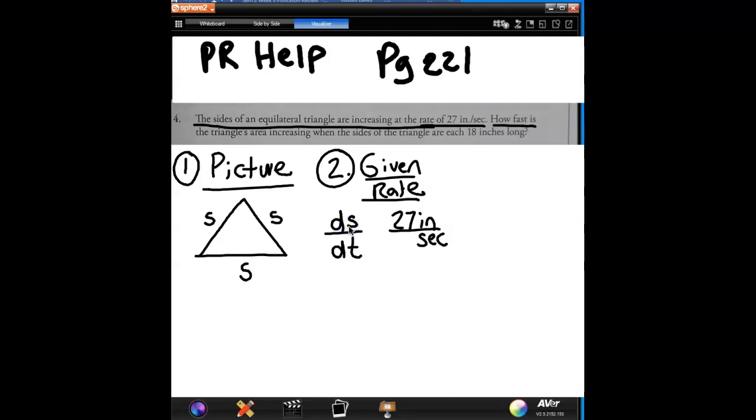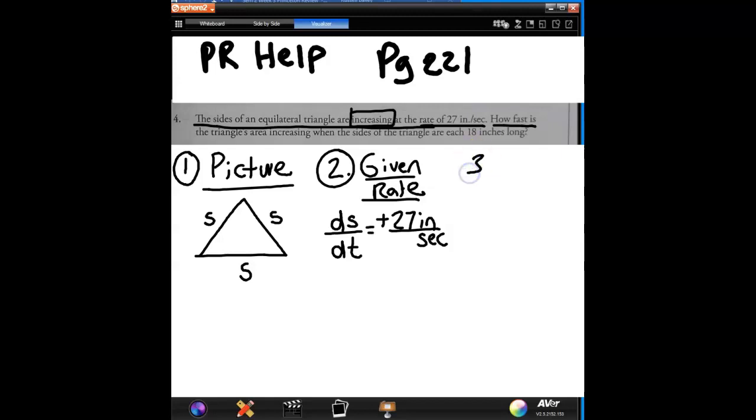Now, it's important to pay attention to whether it says increasing or decreasing. In this case, it says that the sides are increasing, so my 27 inches per second is a positive number. But if they ever say that it's decreasing, or if the problem would suggest that it's decreasing in some way, then you would put a negative. But in this case, it's going to be positive.